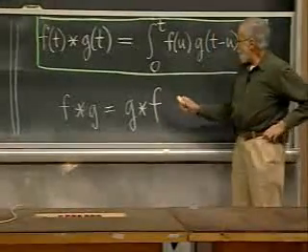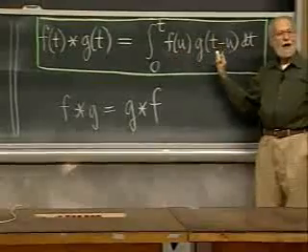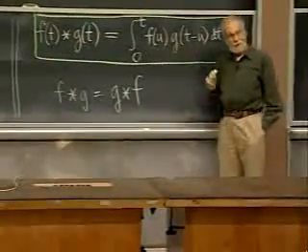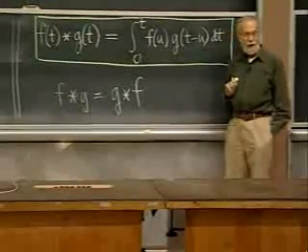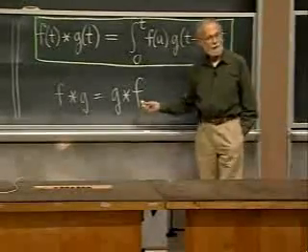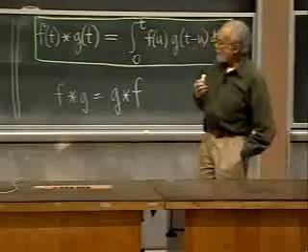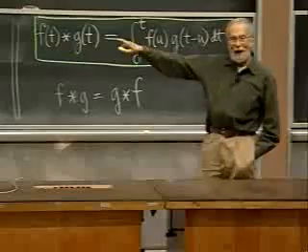Now, that has to be a theorem because the formula is not symmetric. The formula does not treat f and g equally. And therefore, this is not obvious. It's at least not obvious if you look at it that way, but it is obvious if you look at it that way. Why?